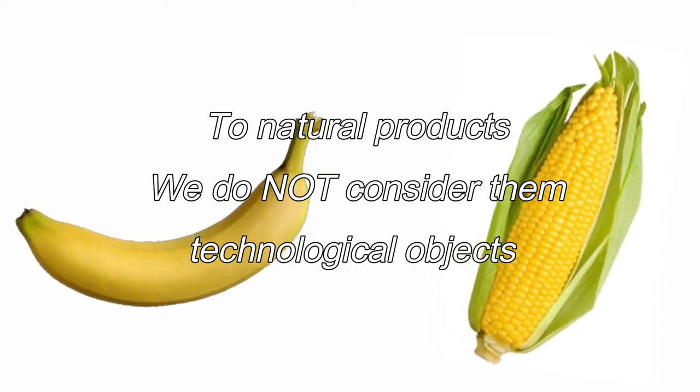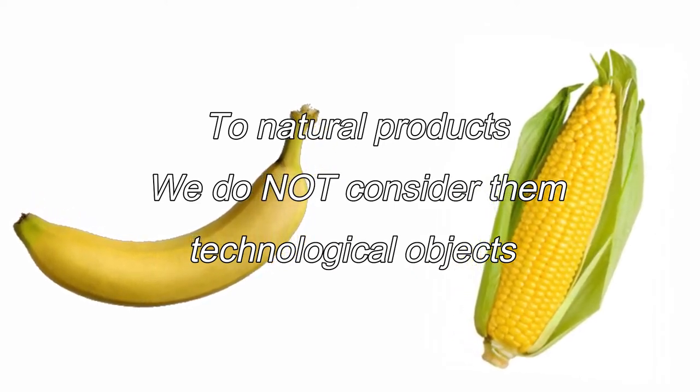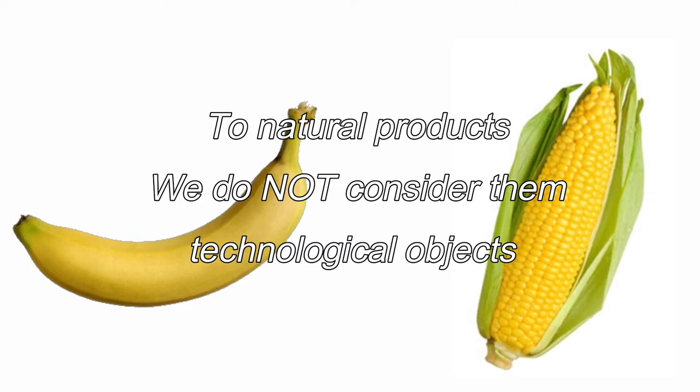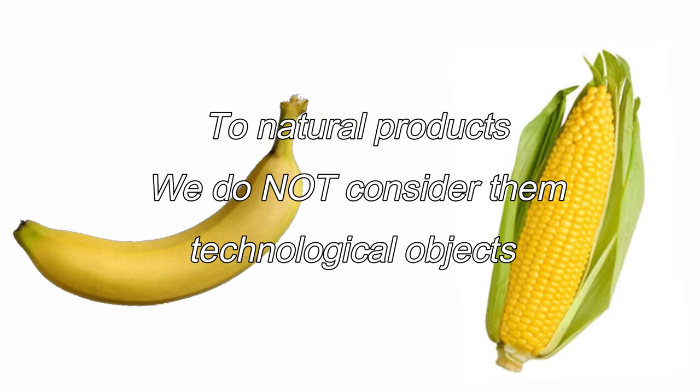Another example is a banana or an ear of corn. These products solve the problem of hunger, the basic need to eat, one of the most important needs that we must satisfy. But they are not technological objects because they are found in nature.